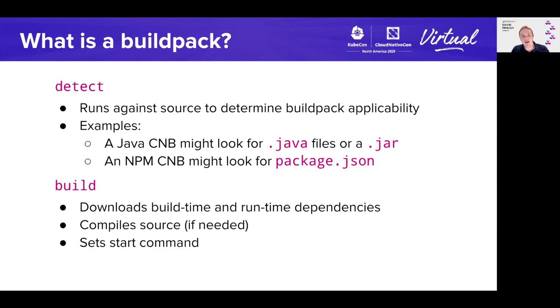What is a buildpack? A buildpack is really just two executables. One, called detect, detects whether it's needed, and the other, called build, does its part in building the runnable image. For instance, while a Java buildpack may look for a .java file, an npm CNB for the presence of a package.json, a Yarn CNB could look for the presence of a yarn.lock file. At build time, buildpacks can download dependencies as needed, compile whatever source code they need, or set start commands.